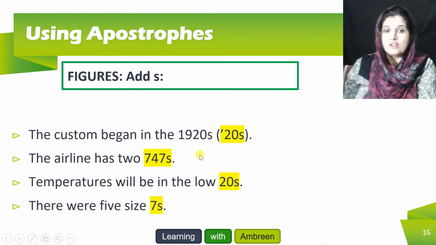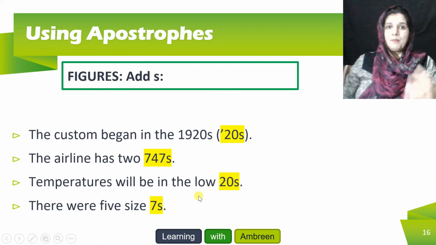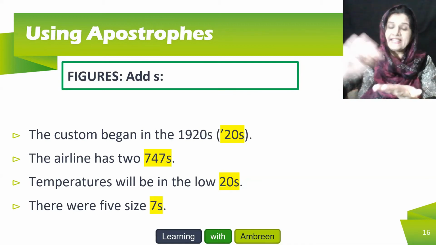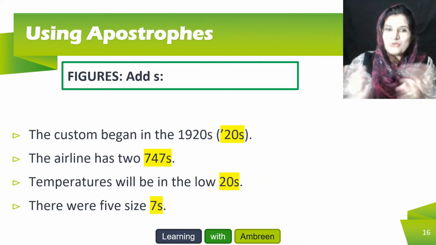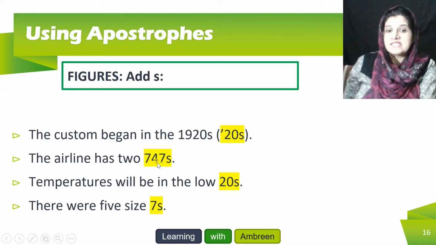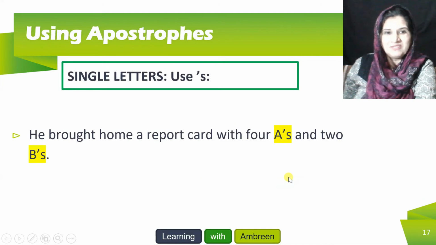Right? For example, you can say Pakistan was at its boom in the 60s. So it means that whole decade of the 60s, and that is true as well. The airline has two 747s. Temperature will be in the low 20s. There were 5 size 7s. I hope it's clear. Let's move.